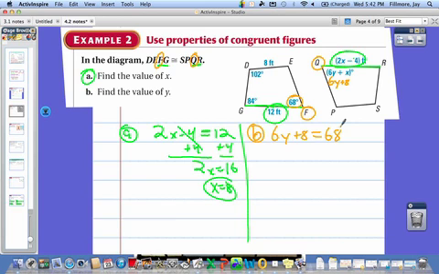If I solve for y, I'll subtract 8 from both sides, so 6y equals 60. And divide both sides by 6 to get rid of this guy, so y equals 10. So those are my two answers for this example. Feel free to pause and rewind as needed. Just a simple example to supplement if you were absent or if you want to look at these again to review for something.